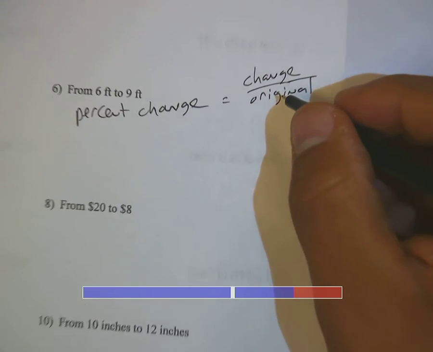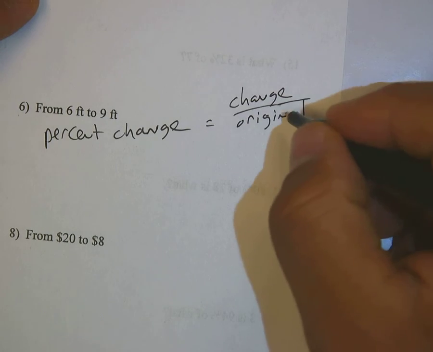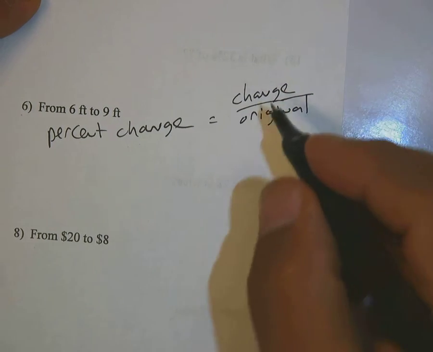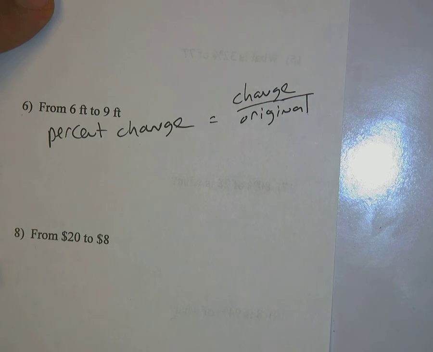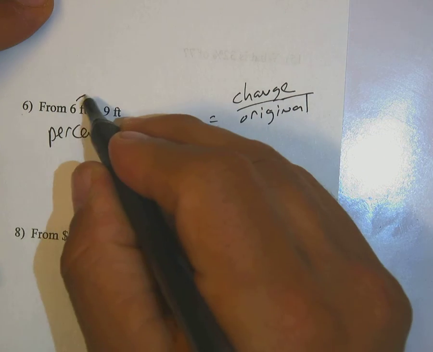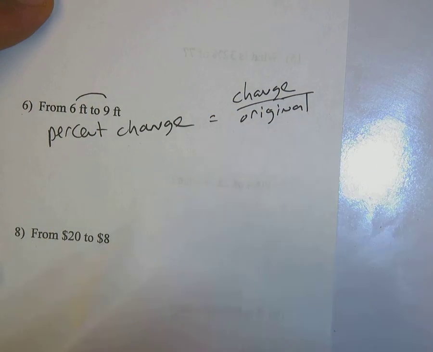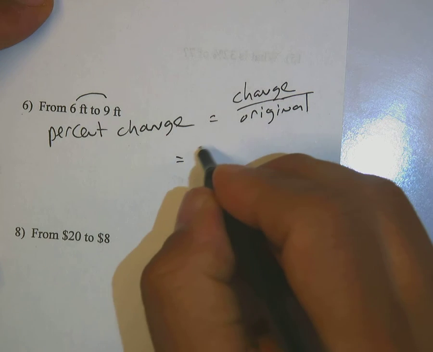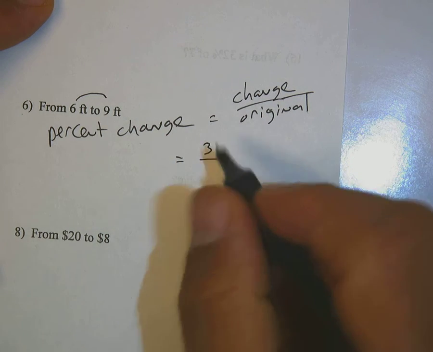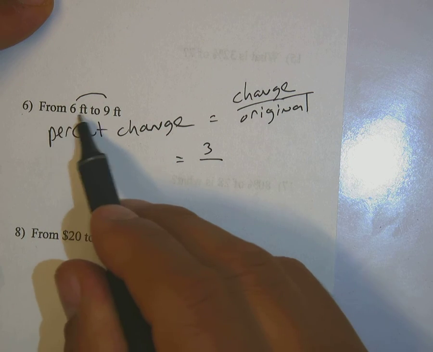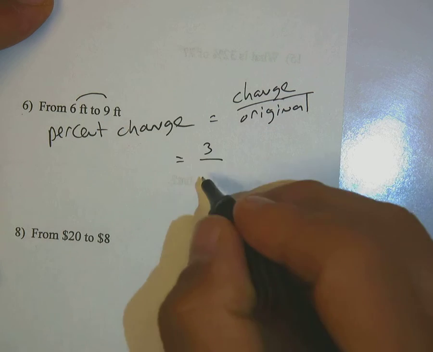Change in basic words means subtraction. So think there, how much did it change? That means I went from 6 and I went to 9. Well, that means there was a change of 3. And then what was the original? Well, I went from 6 to 9, so the original was 6.